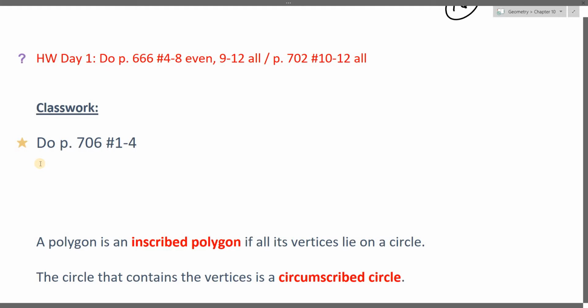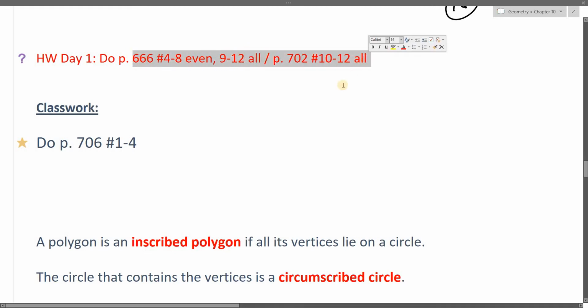Alright, we're on day 2 of 10.4 looking at this particular homework assignment. So first of all, you had to do page 666, number 4 through 8, 9 through 12, and 702, number 10 through 12 all. I would like for you to get those particular problems up on the board. Let me look at those.